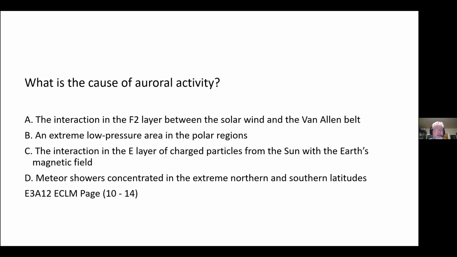What is the cause of auroral activity? A, the interaction in the F2 layer between the solar wind and the Van Allen belt. B, an extreme low pressure area in the polar regions. C, the interaction in the E layer of charged particles from the sun with the Earth's magnetic field. Or D, meteor showers concentrated in the extreme northern and southern latitudes. Charlie is correct.